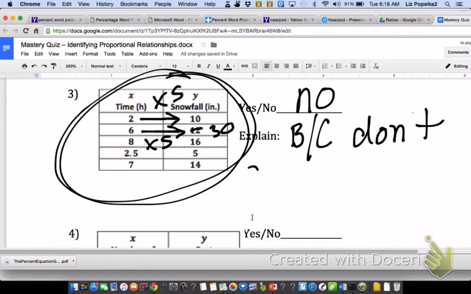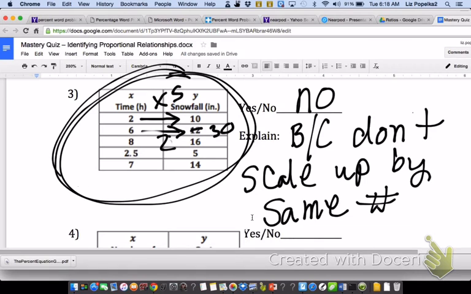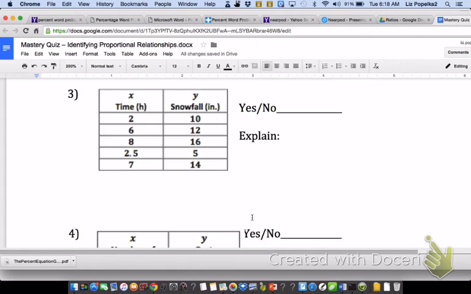don't scale up by same number. In order to go from 2 to 12, you would multiply by 2, not 5. And as long as you've got some kind of work shown here, I'm okay with an answer like don't scale up by the same number. But you've got to show me some kind of work to explain how you know that it's not scaling up by the same number. You could also still do the constant of proportionality.